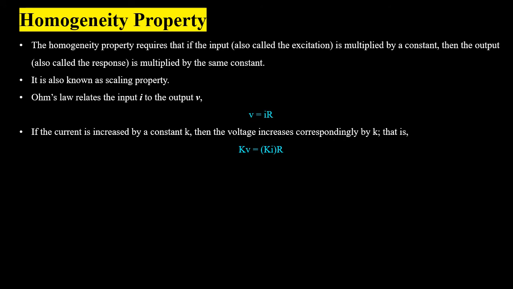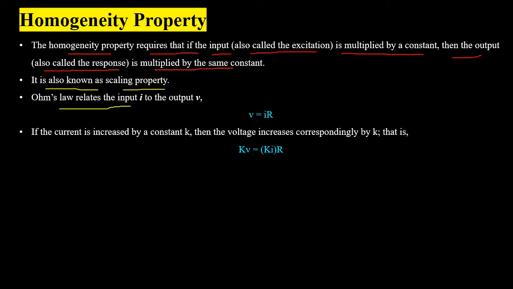Now we will discuss the homogeneity property. The homogeneity property says that if we have any system and its input is multiplied by a constant, then with the same factor the output will be multiplied. Or, if the input to a system, which is also known as excitation, is multiplied by a fixed constant number, then the output, also known as response, is multiplied by the same constant. And this is also known as the scaling property.